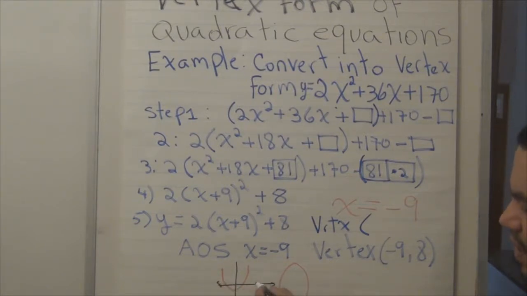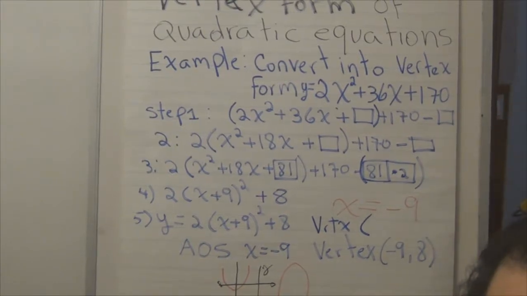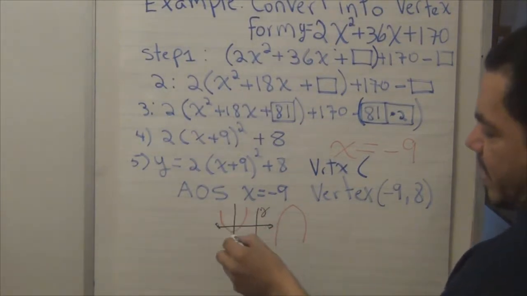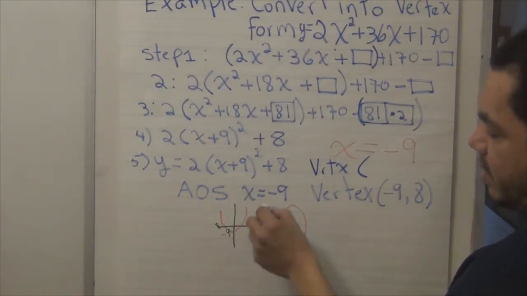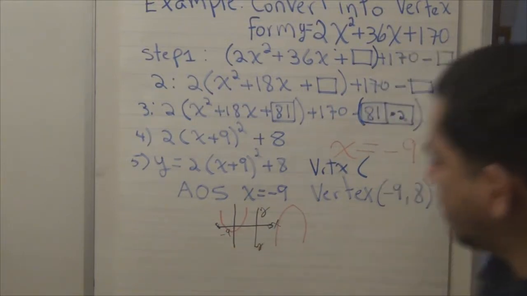So this is 0. Let's say this is the y-axis. So the axis of symmetry will be at -9, which is right here. Okay, x and y-axis. Anyways, I'm not good at sketching, but you get the point.